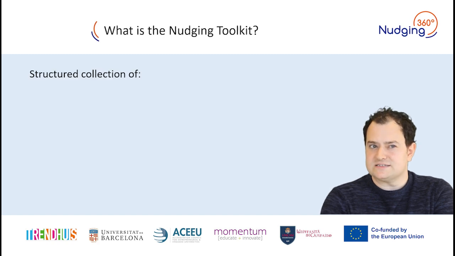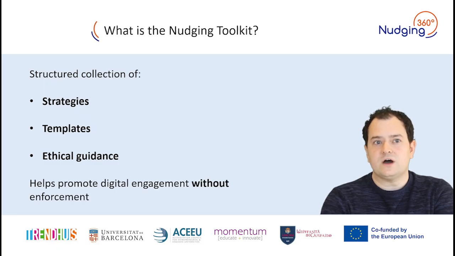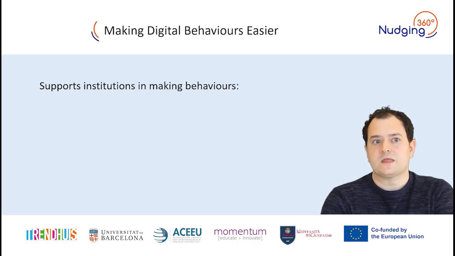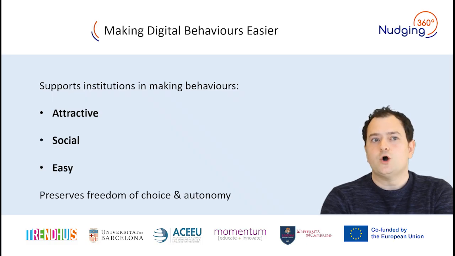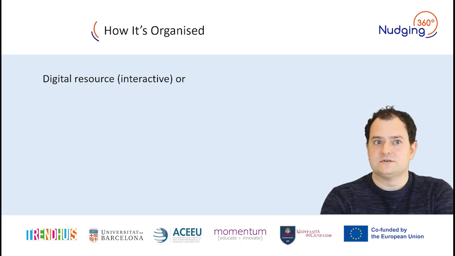So what exactly is it? The Nudging Toolkit is a structured collection of nudging strategies, templates, and ethical guidance designed to help you promote digital engagement among staff, not through enforcement, but by shaping choice environments. It supports institutions by making digital behaviors more attractive, social, and easy, all while preserving the freedom of choice and educator autonomy. Let's have a look at how it's organized.